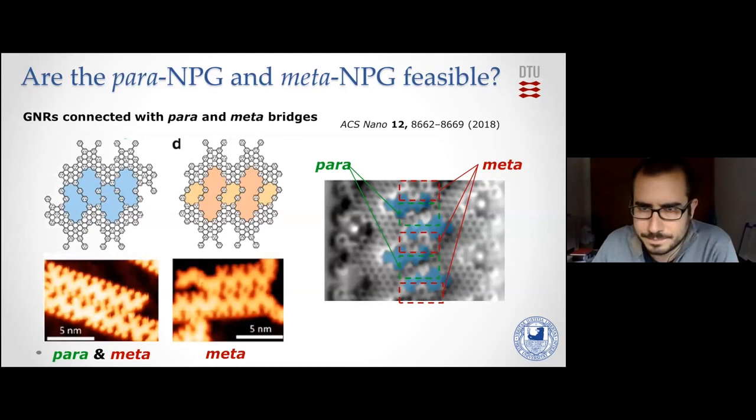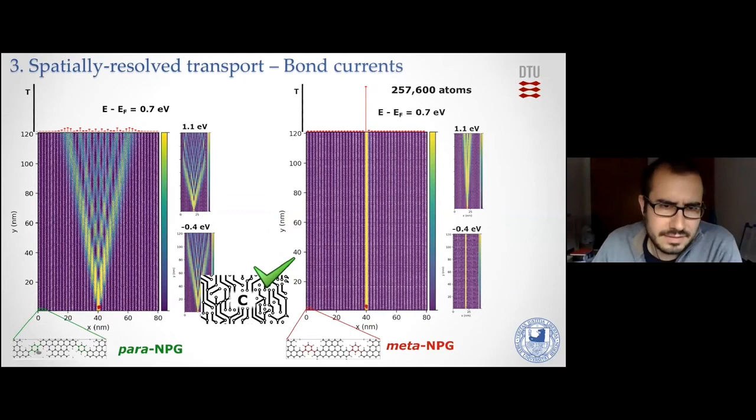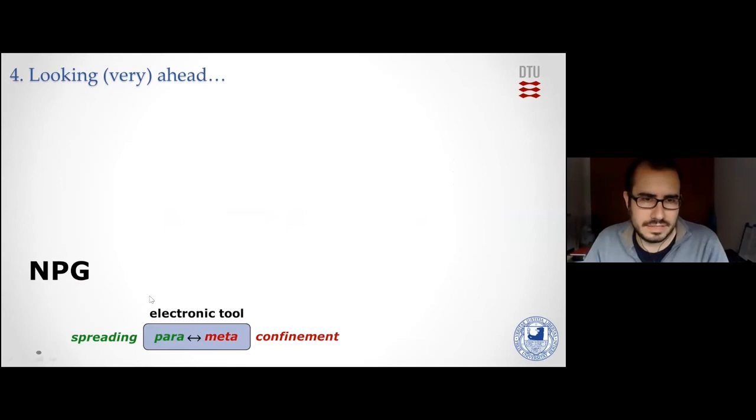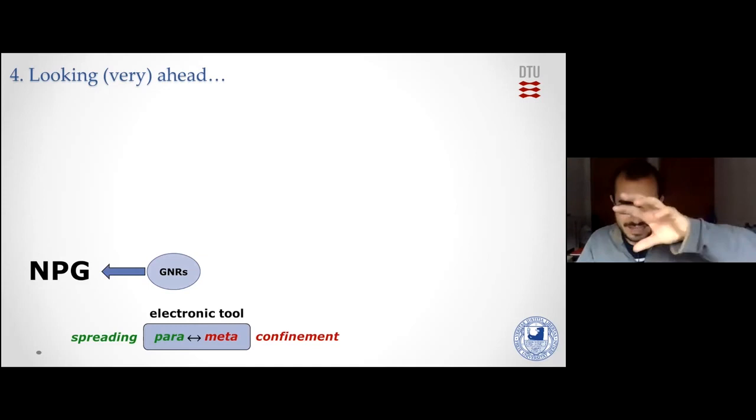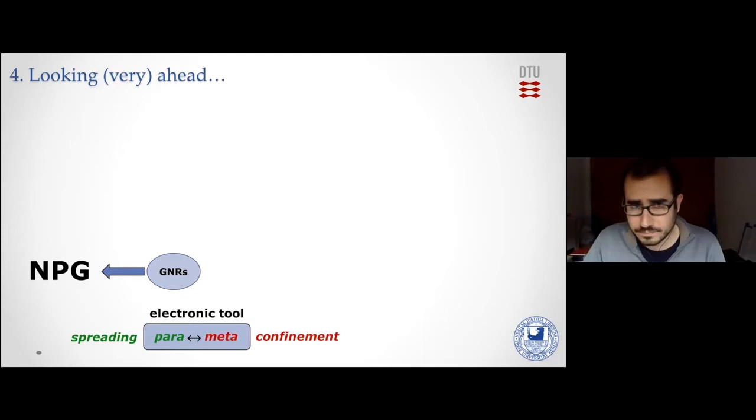Okay, and the last thing that I want to show is, very quickly, this para-meta thing really looks like an electronic playground, something that you could play around with and do more kind of crazy things. Because the nanoporous graphene that was reported by Mugarza and co-workers is made of graphene nanoribbons, you can think that any advances that are done with graphene nanoribbons could be translated to the nanoporous graphene technology. And really with graphene nanoribbons, as you know, and we have been seeing these days, it's just crazy.